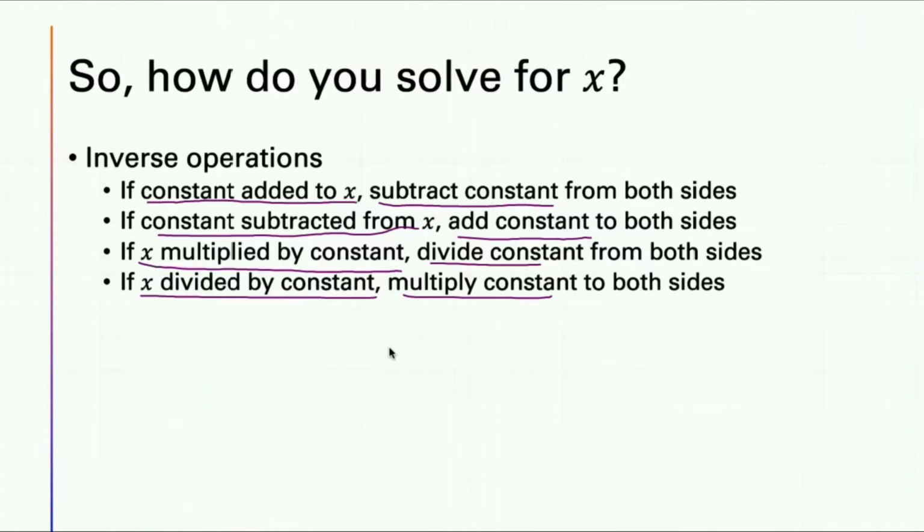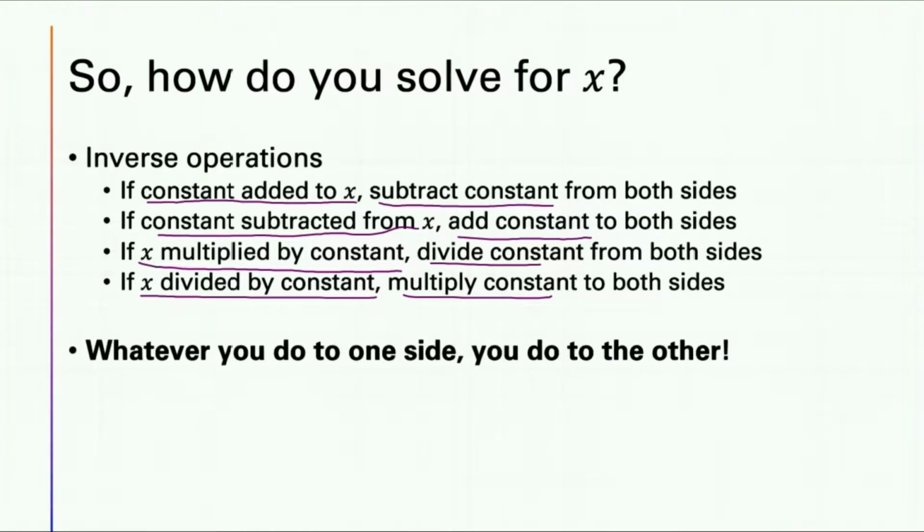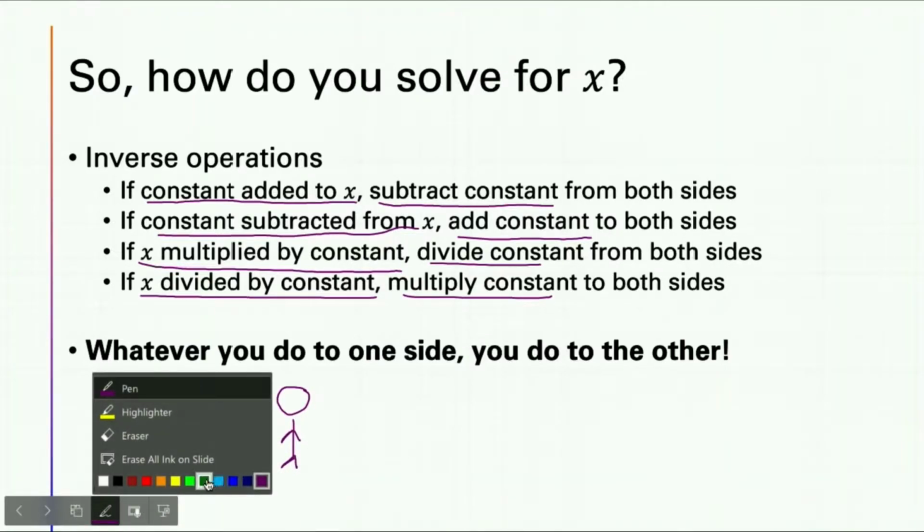And if you do something to one side, you have to do it to the other side. Take this analogy, for example. Suppose this is you. Yes, you're a happy-go-lucky person, and you have a sibling.